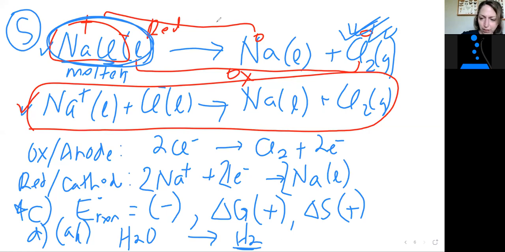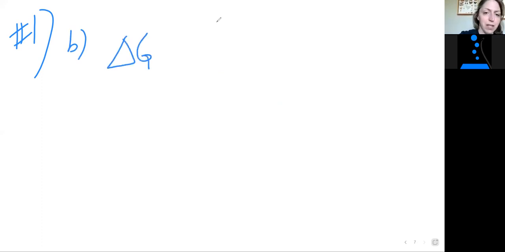Good. So real quickly, I'll go back to somebody who asked about number 1, and this was on page 25. So this is a really good question, number 1, and it should have been pretty simple. All you had to do was calculate E cell. B and C are really easy, but make sure you practice them. So letter B asked you to calculate delta G.